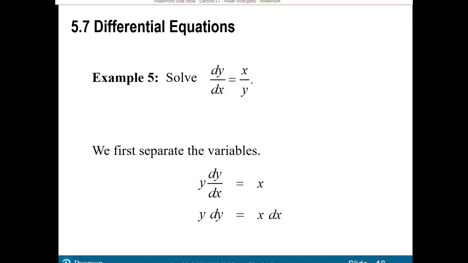Then they multiplied by the dx. It doesn't really matter the order in which you move things around as long as you get to that point. y dy equals x dx. You could have done that also by just cross multiplying at the very beginning, and it would have gotten you the same result.